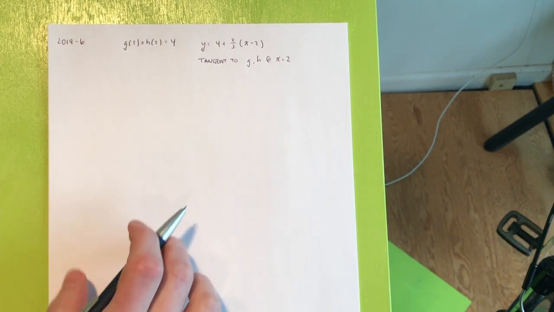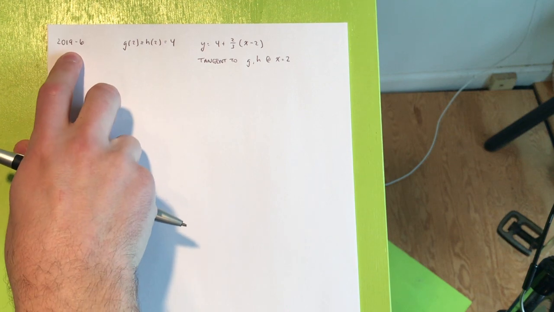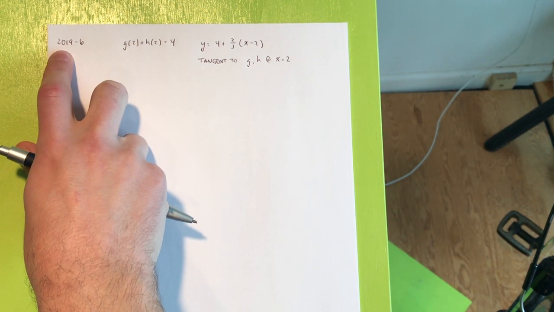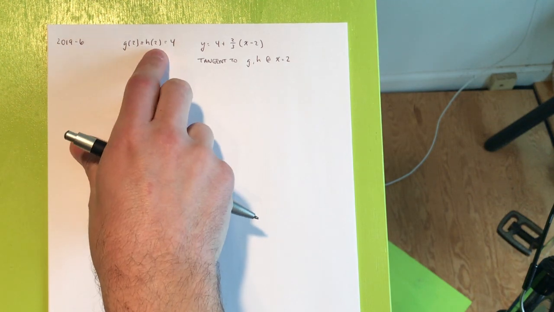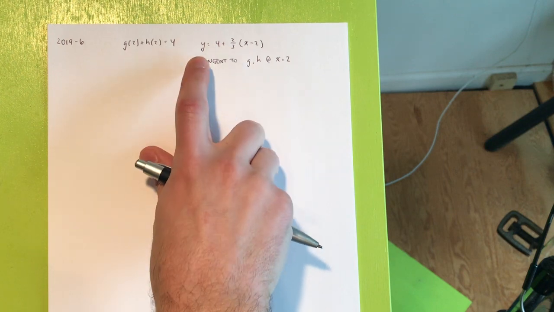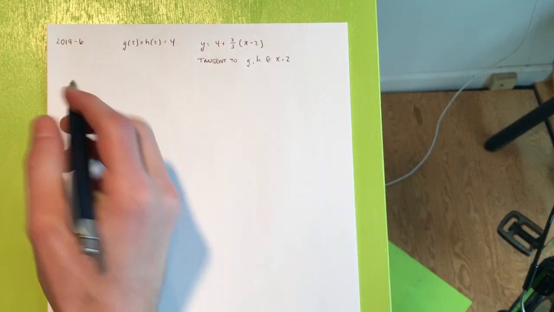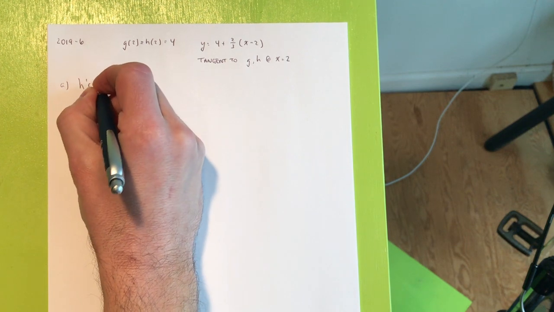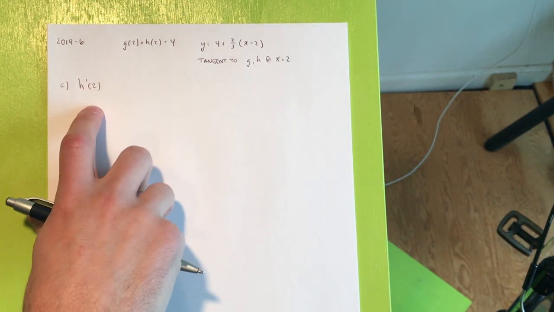AP walkthrough for today. So first one on our list was problem number 6, the 2019 free response questions. We're given g of 2 equals h of 2 equals 4. We're given that this line is tangent to both g and h at x equals 2. Part A asks us to find h prime of 2, so the derivative at 2.